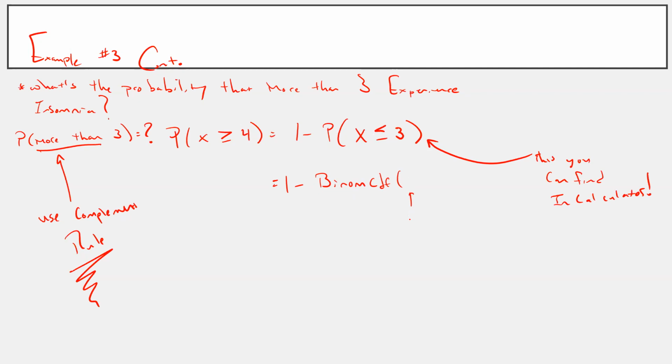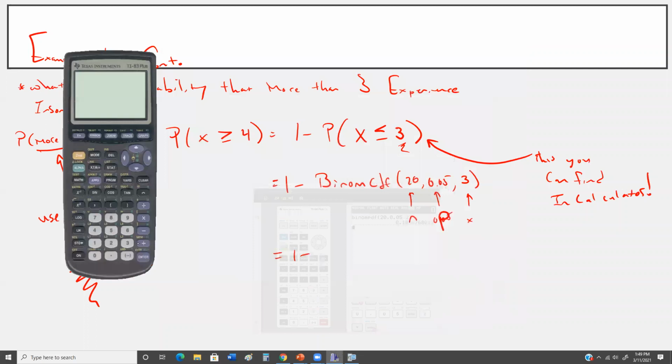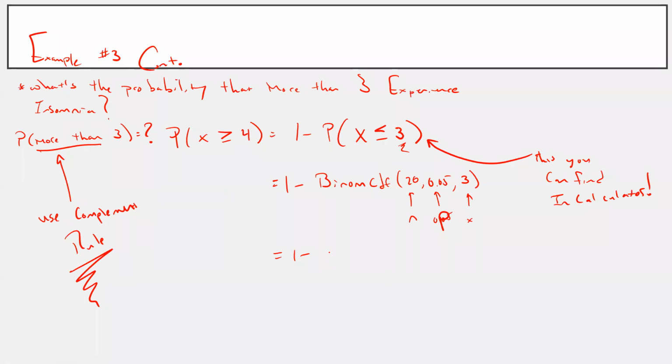So it's N, which is 20 people, P, which is 0.05, and then it's X, which is three here. Let's grab our calculator. So you're gonna scroll down to binom CDF. It's 20, comma 0.05, comma 3. And it looks like this is 0.9841 when I round it. So don't forget that you still have to do the 1 minus this. So 1 minus this is 0.0159, I believe.